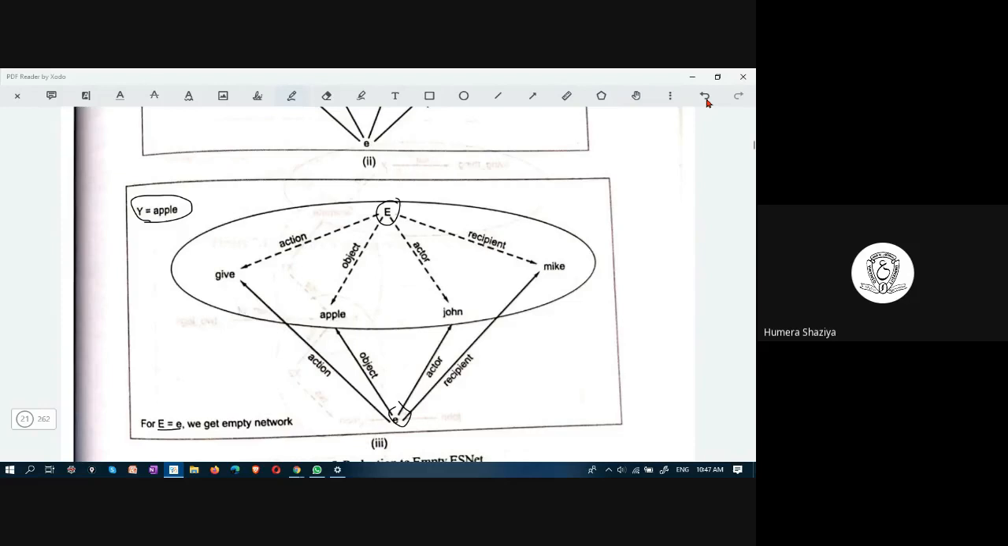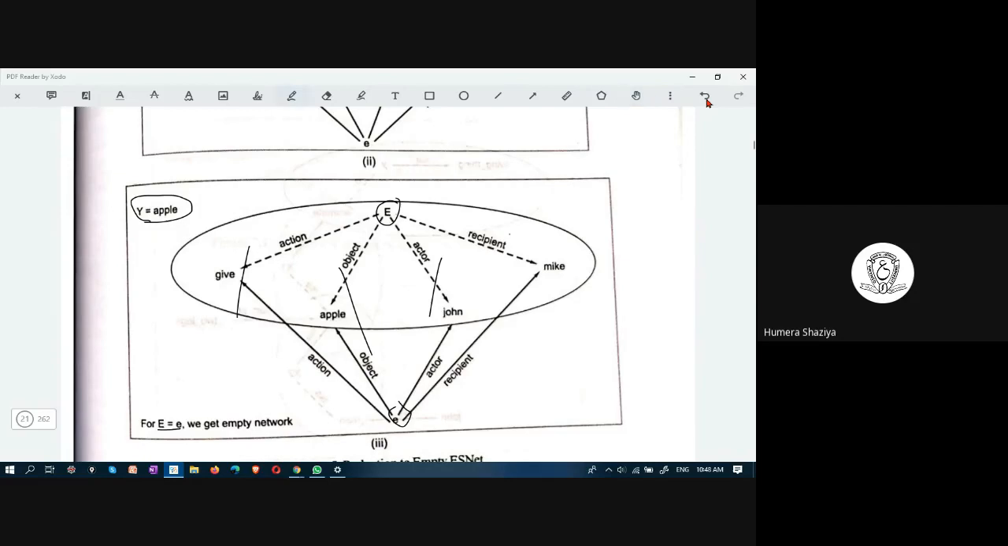Capital E action give, here also action give. This one, apple is object, object. This one, John is actor, actor. Mike is recipient, recipient. We get an empty network.